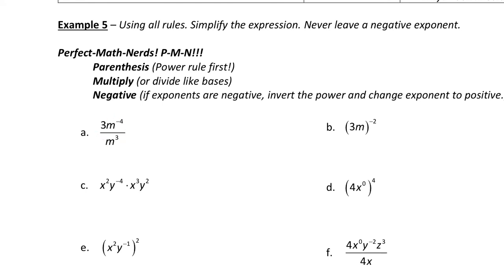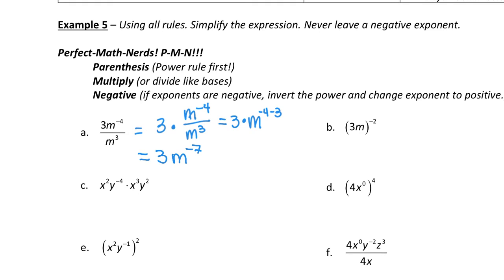So let's jump into example A here. First, I'm going to check for any parentheses. I don't have them. Multiply or divide. So I'm going to split this apart and see what I have here. I split the number away from the variables, and then I'm going to use my quotient rule about subtracting exponents to see what I get next. I've got 3 times m to the negative 4 minus 3. Simplifying that one more time, I'm going to get m to the negative 7.